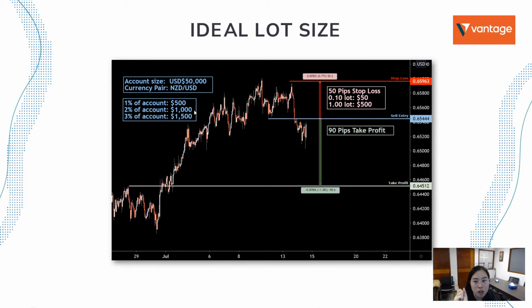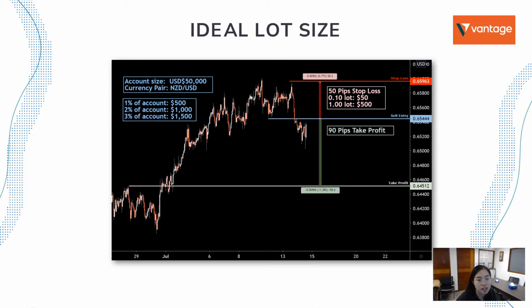Because you are only allowed to lose 500, because you have decided from the beginning that you're only allowed to lose 500, this is where discipline comes in. You take 500 divided by the pips here, and then you will get your lot size. I'm sure there are tools out there. You can just type pips lot size calculator in Google and something will come out. You can use that to calculate your lot size.